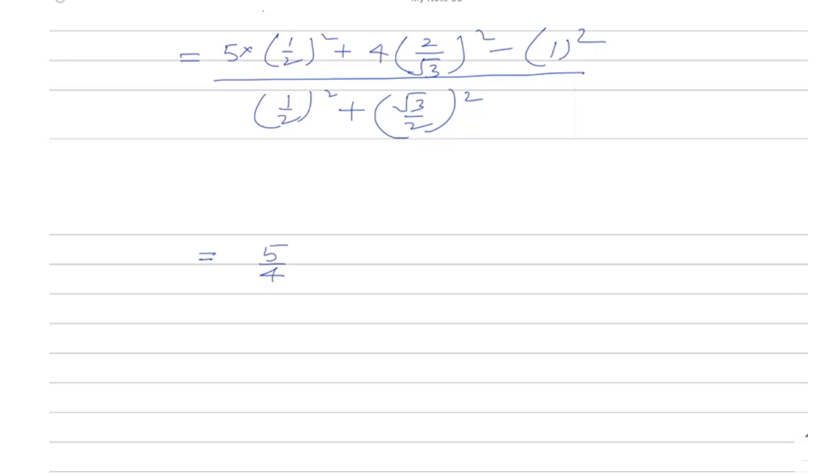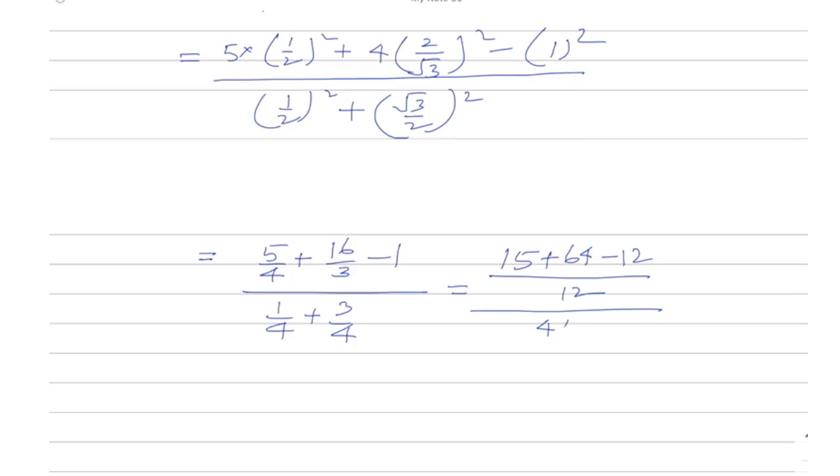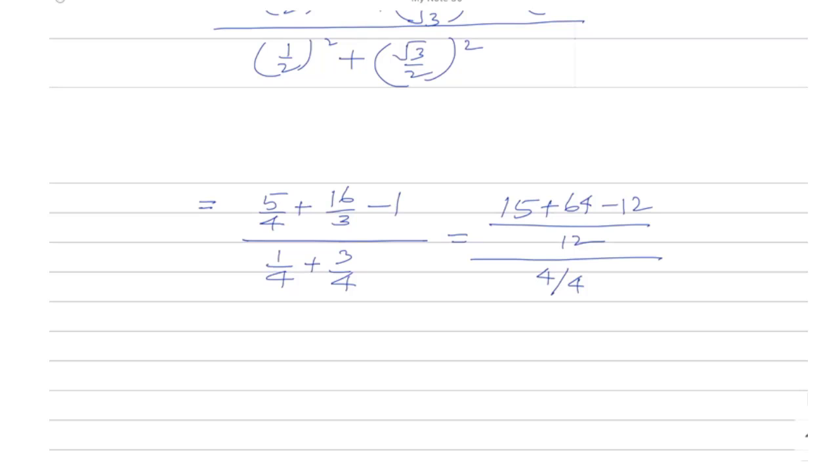After simplifying we have 5 by 4 plus 16 by 3 minus 1, whole divided by 1 by 4 plus 3 by 4, which is equal to 15 plus 64 minus 12 divided by 12, and whole divided by 4 by 4. So this is equal to 67 by 12. This is the answer.